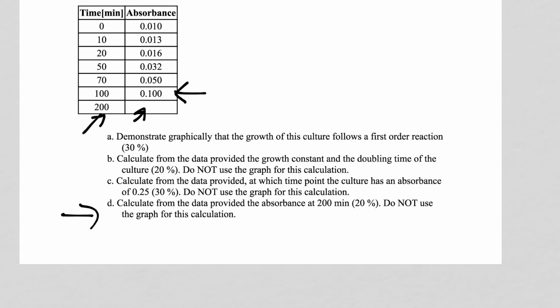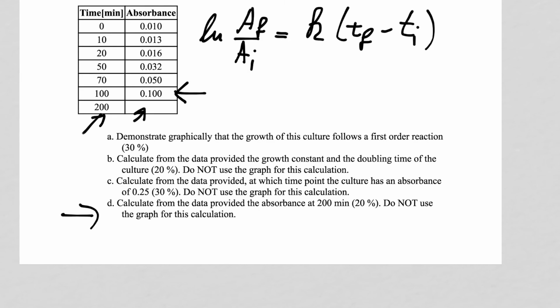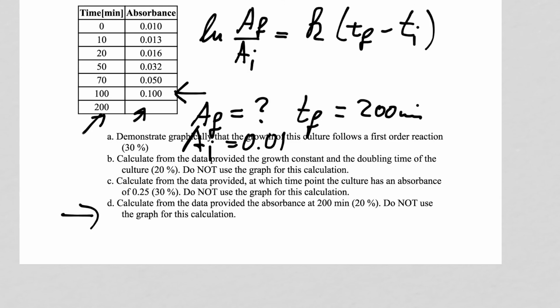Again, what we can do is write ln A final over A initial equals K times T final minus T initial. But now we have a bit of a problem. We are looking for this A final here. So our A final, that's what we're looking for. T final equals 200 minutes. A initial, we just take the first one, 0.01. T initial equals 0 minutes. So we are basically looking for this A final here. But we have a problem. It's in this ln. Horrible ln. How do we get rid of an ln?